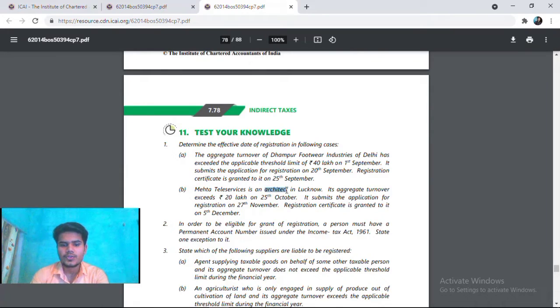Okay. Next. It should apply within 30 days, meaning 25th October is the date on which it became liable for registration. So it should apply within 30 days, meaning by 24 November. But it applied on 27th November. So the effective date of registration is the date on which the registration certificate is granted. So in the given case, the effective date of registration is 5th December.